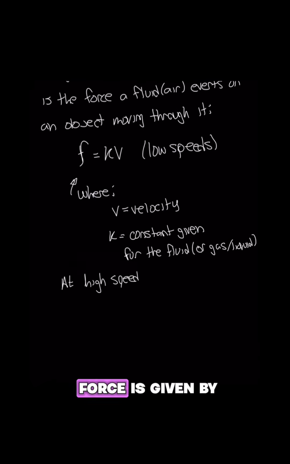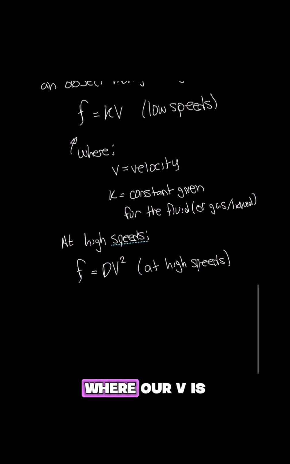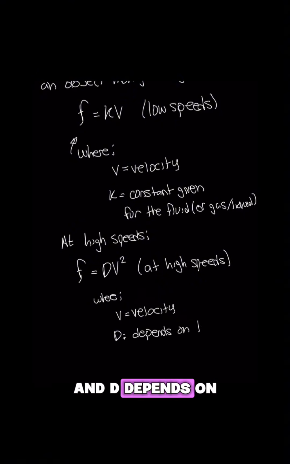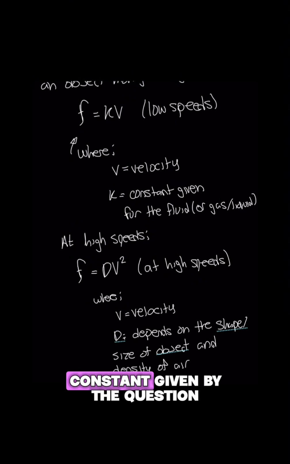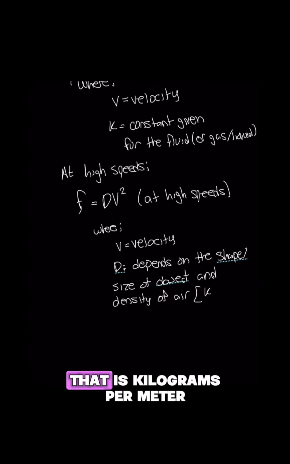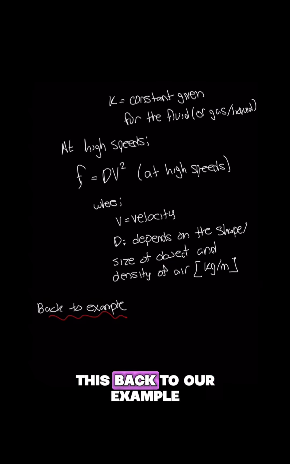At high speeds, this force is given by dv squared, where v is still the velocity and d depends on the shape and size of the object and the density of air. So it's a constant given by the question, and the units for that is kilograms per meter. So we can bring this back to our example.